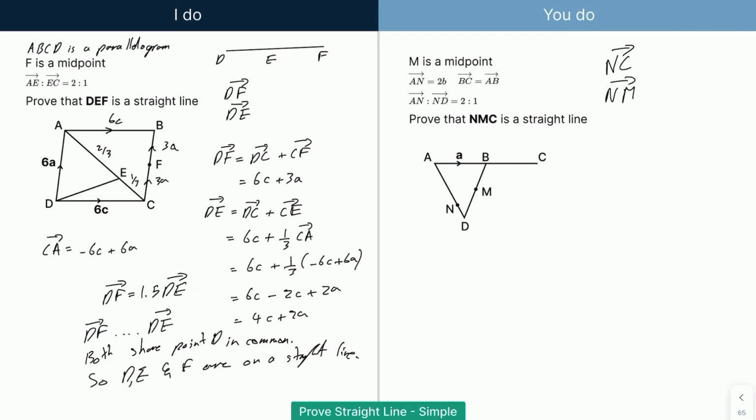Now you can pick whichever ones you want on the line, but just make sure they both share a point in common. Whatever vectors you use, you can either use this and the full length, or you can use this, or you can use this and this on its own, or the full length and this bit. It's completely up to you. But just make sure they have a point in common.